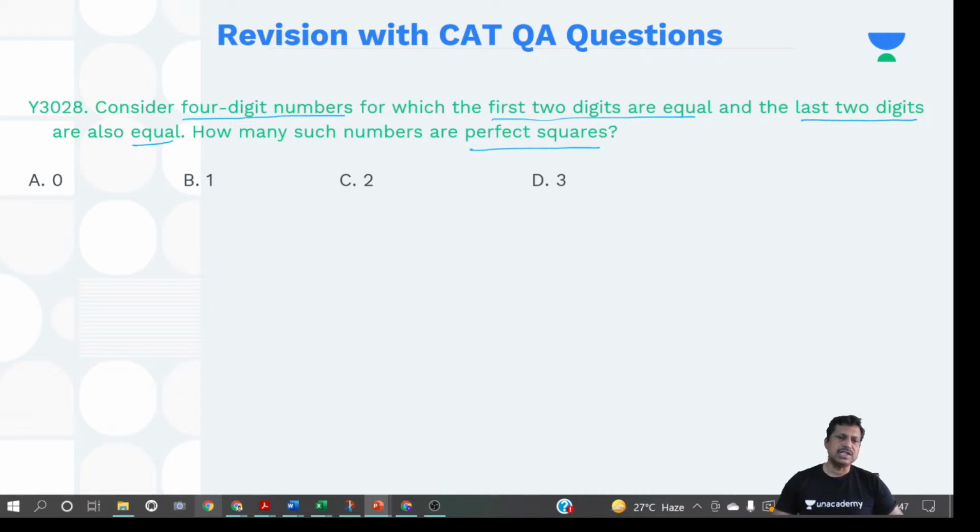So there are 4 conditions. The number is a 4-digit number, right? Then the next condition is a perfect square. Then the next condition is the first 2 digits are same and the last 2 digits are same. So how many such numbers exist? You can write the answer in the chat box. Is there anyone who will be solving and answering?